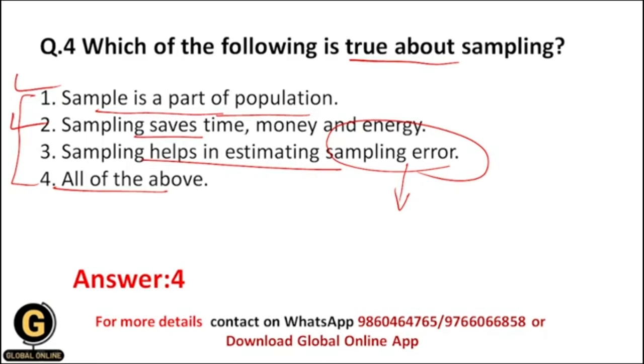But basically sampling actually helps us in estimating the sampling error itself. That's why this statement is again correct about this. That's why your correct answer should be 4, because all of these statements are true about sampling.